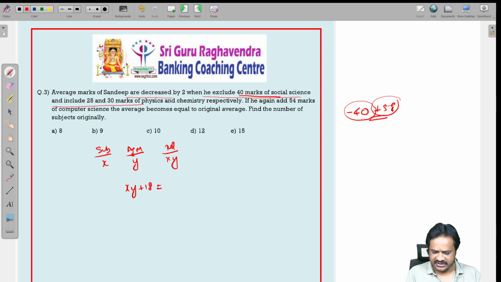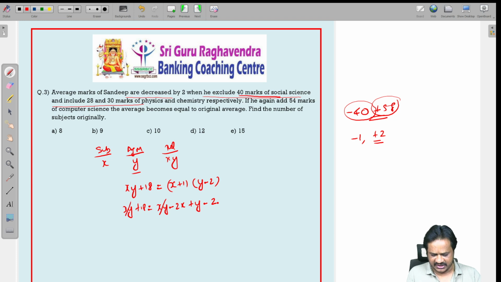Then the average is decreased by 2. We included one extra subject. Why? Because we are taking out one subject and adding 2 subjects, so one subject will be added. The average y, decreased by 2, will be y minus 2. If you do the calculation, xy plus 18 is equal to xy minus 2x plus y minus 2. Here xy will cancel. Therefore, we get one equation: y minus 2x equal to 20.